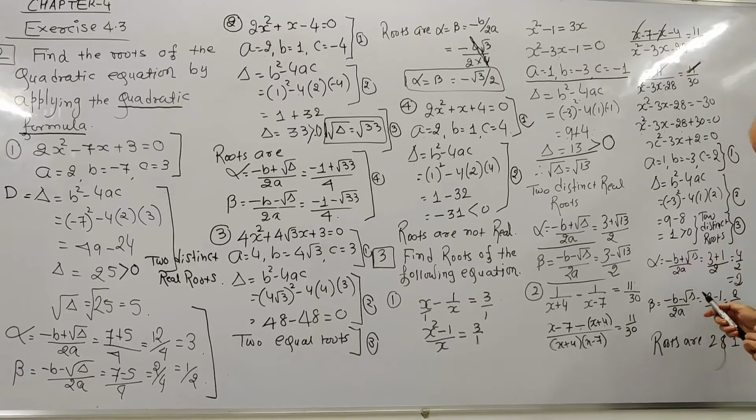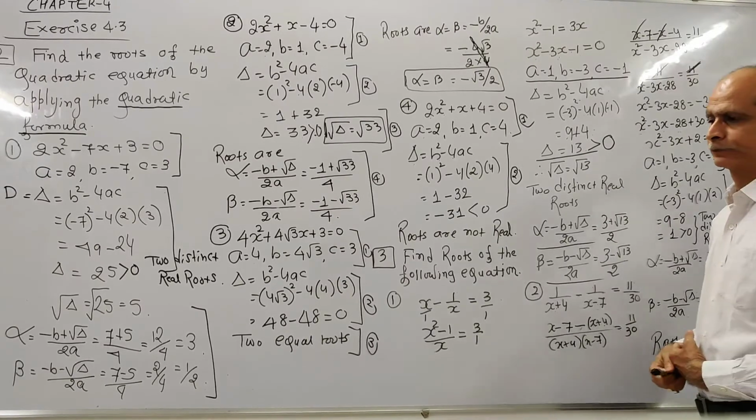So let me find out the roots. You know the formula of alpha and beta. Alpha is equal to minus b plus under root delta by 2a. Minus b means minus of minus 3, so this becomes 3 plus 1 by 2, 4 by 2. 4 by 2 means 2. So here alpha is equal to 2. Similarly, beta is equal to minus b minus under root delta by 2a. Minus b means minus of minus 3 means plus 3, minus 1 by 2, 2 by 2 is equal to 1. Therefore the roots are 2 and 1.